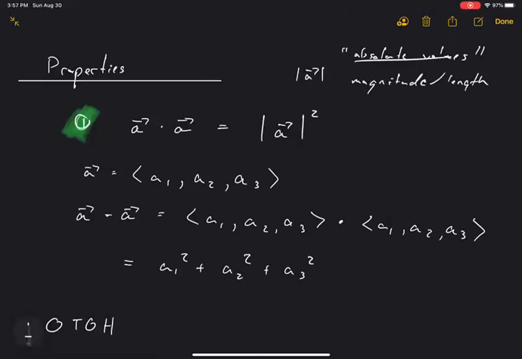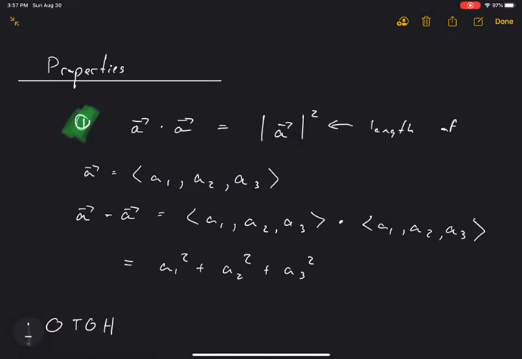Saying, these words are interchangeable for now. Okay. So what is this telling me? When I have the absolute value of a vector squared, that's the length squared of the vector. So this is the length of A, and then I square it. And remember, the length of A, even though this is a vector, the vector's length is just a number, right? So when I square it, I'm just squaring a number.